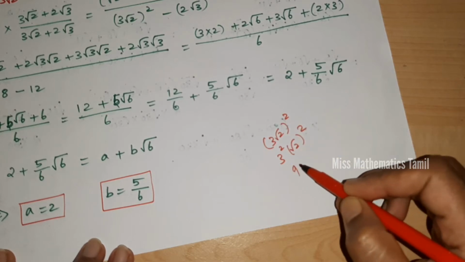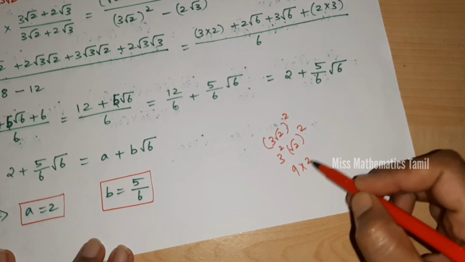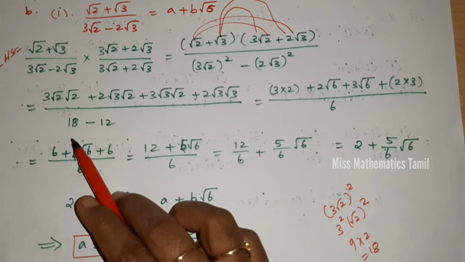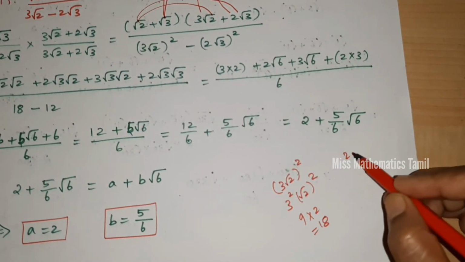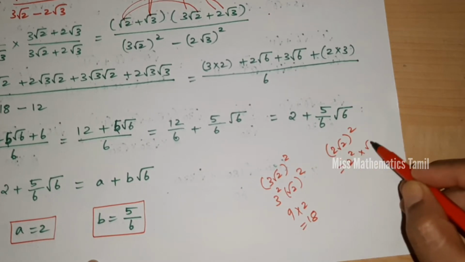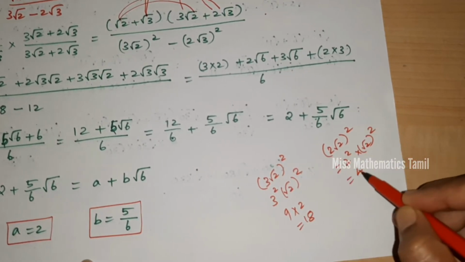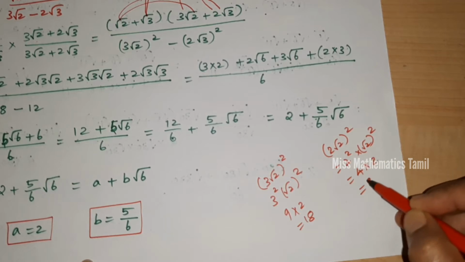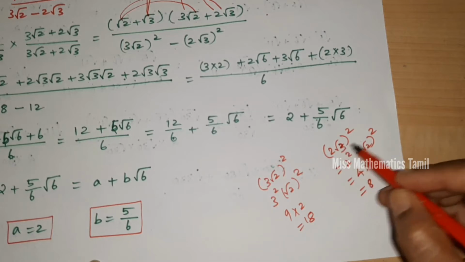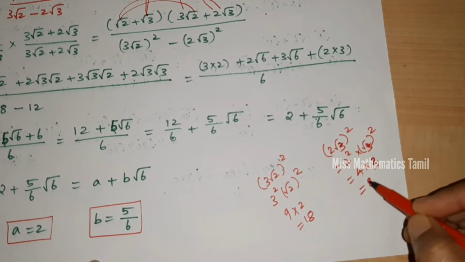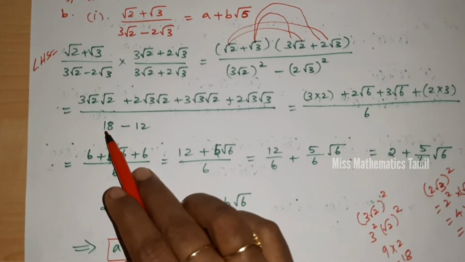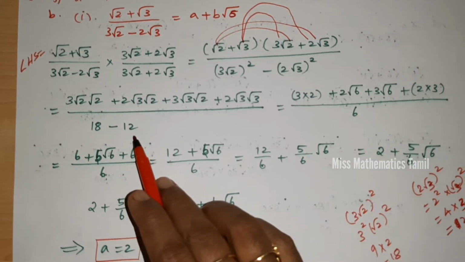So 3 square is 9 into root 2 into root 2, 2. So 18. So this portion is 18 minus (2 root 3) the whole square. How will it come? 2 square into root 3 the whole square. So that 4 into 3, here 12. Okay. So in the denominator 18 minus 12 will come.